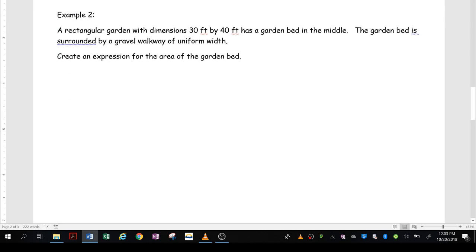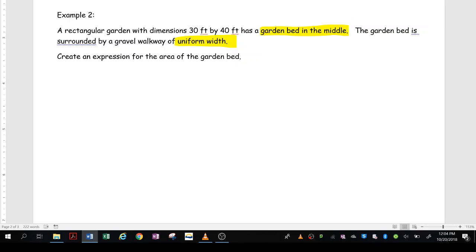Here in this example, you have a rectangular garden with dimensions 30 feet by 40 feet. And this rectangular garden has a garden bed in the middle. The garden bed is surrounded by a gravel walkway with uniform width. Uniform width here means that it's the same width all the way around. Create an expression for the area of the garden bed. So that's the garden bed that is in the middle.